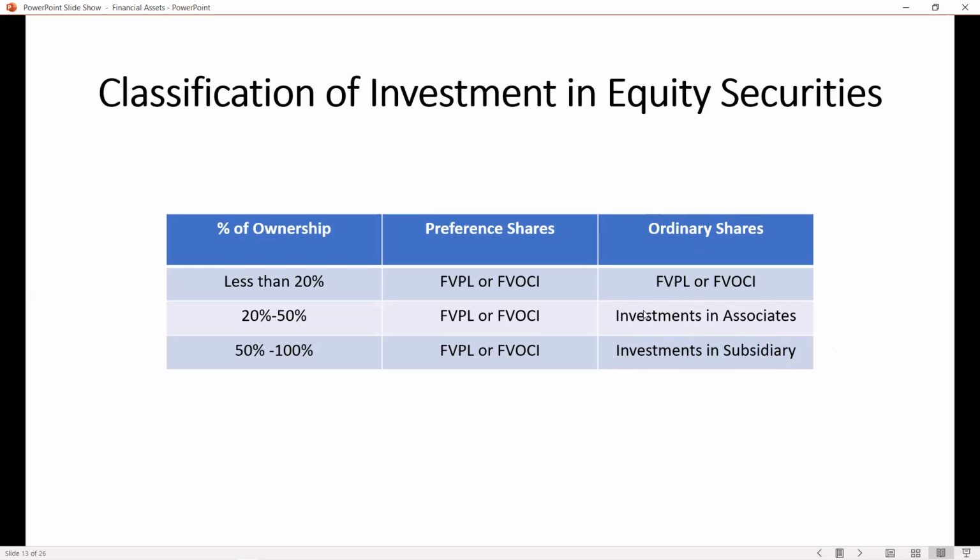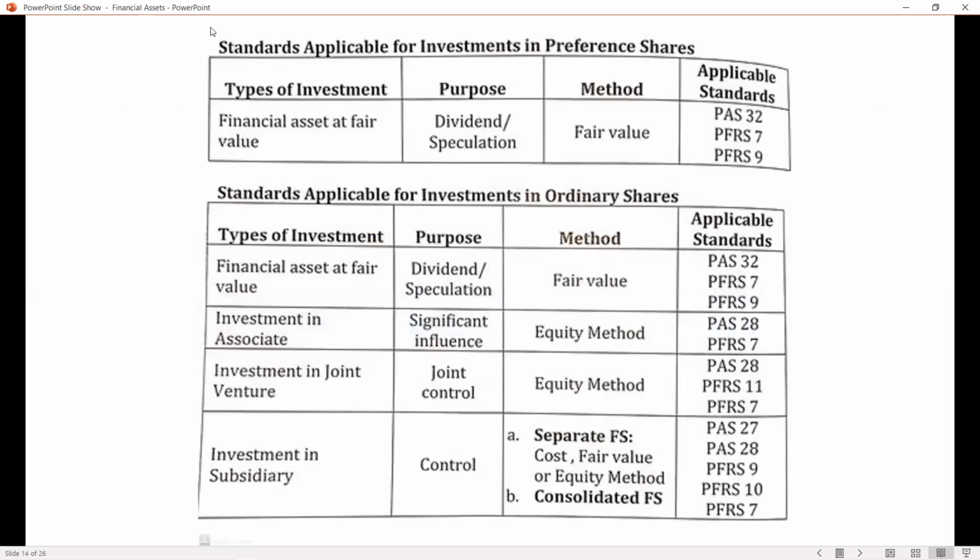Merong different measurement, let's say sa investment in associate. Sa investment in associate, equity method. Sa investment in subsidiary, identify mo if consolidated ba yung financial statement or separate. Pag separate, pwedeng cost, pwedeng equity, and pwede ring fair value. Yun. So, ito yung standards that are applicable for investment in preference share.